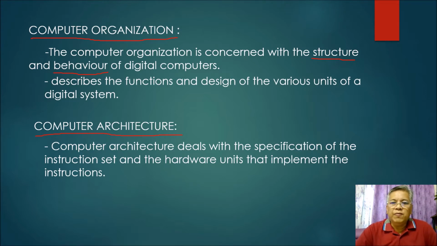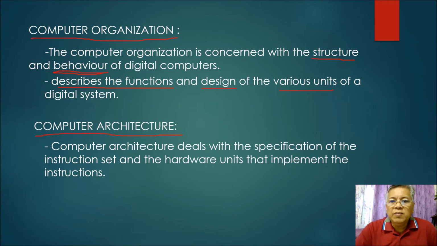For example, the function and the operation of your central processing unit, the function or operation of your memories, and so on. Okay? What do you mean by behavior? Meaning to say, how fast or how slow your digital computer reacts to a particular operation. So that is computer organization. Or it describes the functions and design of the various units of a digital system. Functions and designs of the various units.